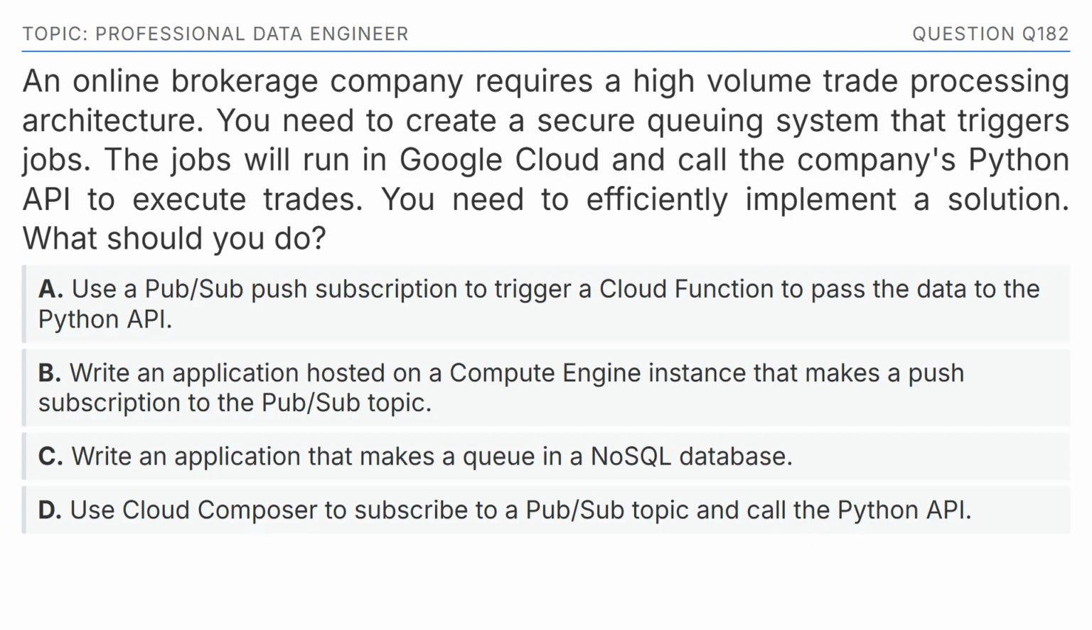What should you do? The options are: Option A, use a pub/sub push subscription to trigger a cloud function to pass the data to the Python API. Option B, write an application hosted on a compute engine instance that makes a push subscription to the pub/sub topic. Option C, write an application that makes a queue in a NoSQL database. Option D, use Cloud Composer to subscribe to a pub/sub topic and call the Python API.